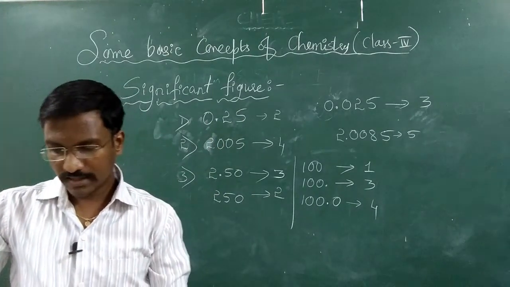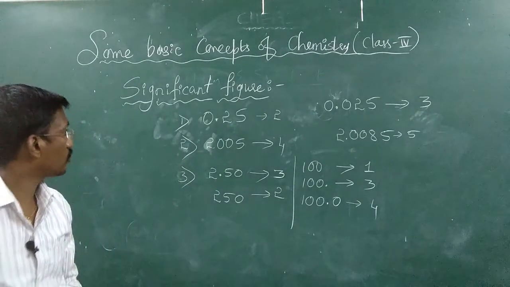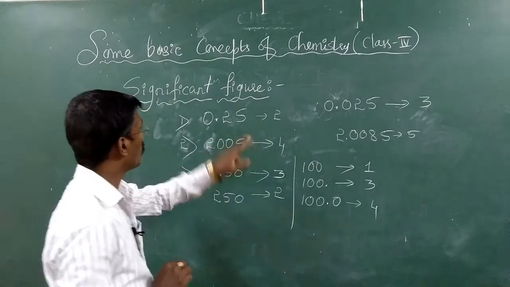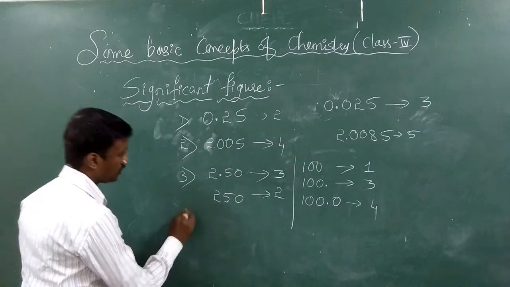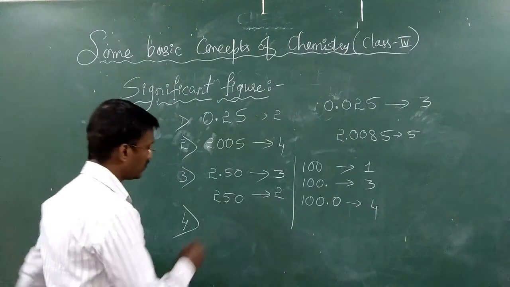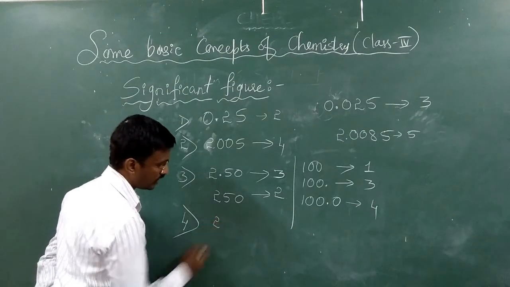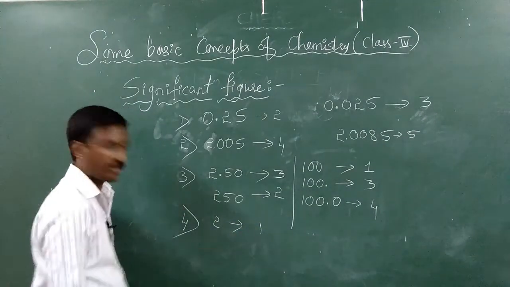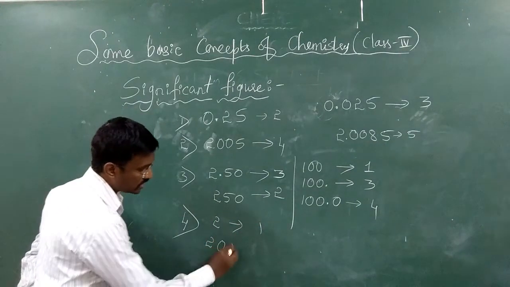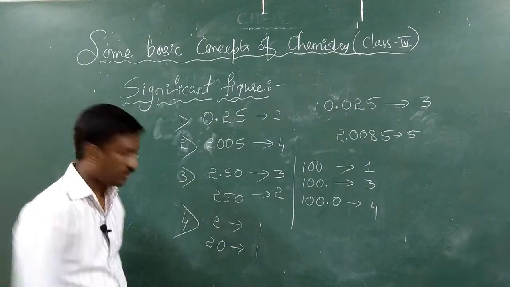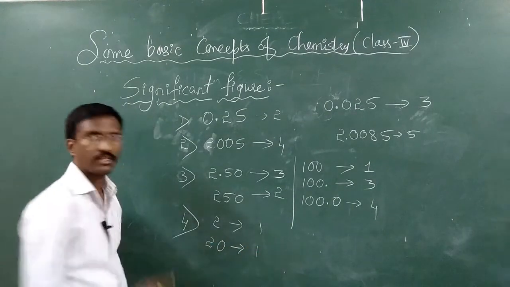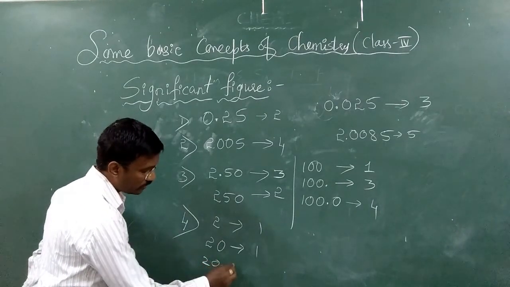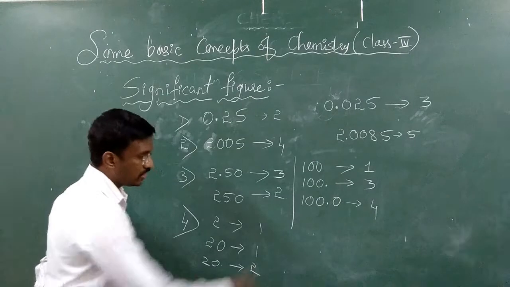So based on this, you should be capable of writing the significant figures. Actually, here I made two rules together, so there is no need for confusion. The next and last one is not a rule, it is for our convenience. 2 has 1 significant figure because it is only one digit. 20 has 1 significant figure because after the 2, a 0 is there, but I have not mentioned the decimal. If 20. with a point, then the significant figures are 2.